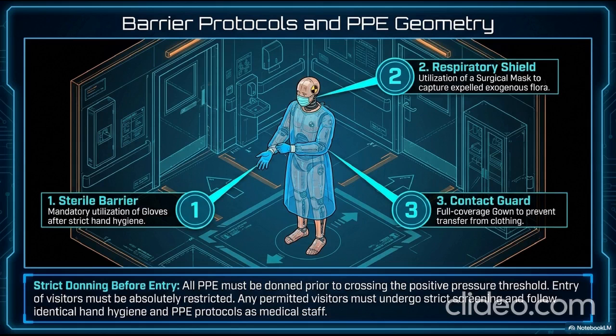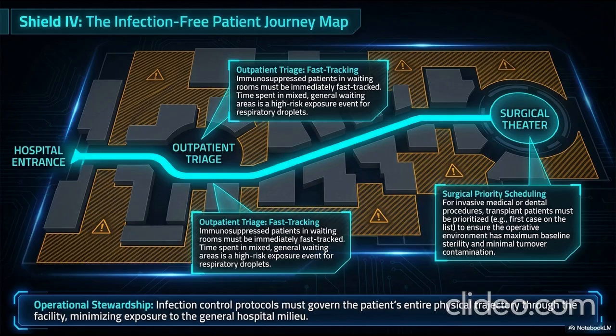Slide 14. Shield IV, the infection-free patient journey. In outpatient settings, transplant patients must be fast-tracked through waiting rooms to minimize exposure to respiratory droplets. For invasive procedures, they should be scheduled as the first case of the day to ensure maximum baseline sterility.